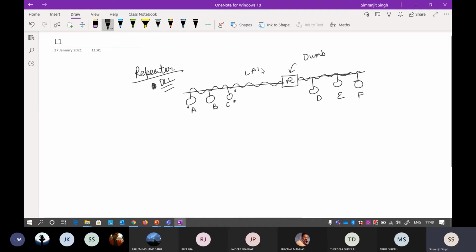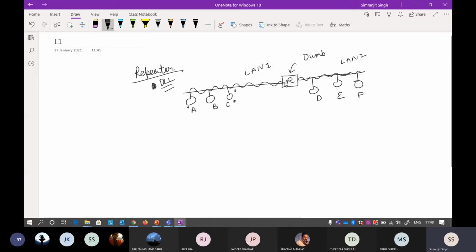Okay, so this is again LAN 1. If this is LAN 1, this is LAN 2. So by the introduction of a repeater, I cannot say that this particular device has helped me to decrease the traffic or to decrease anything, because it is a dumb device, not an intelligent device.